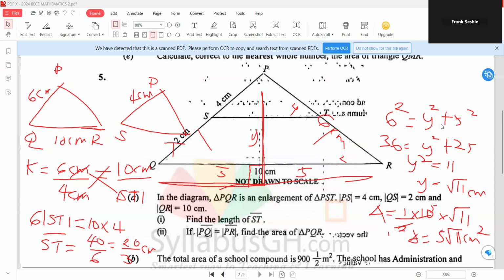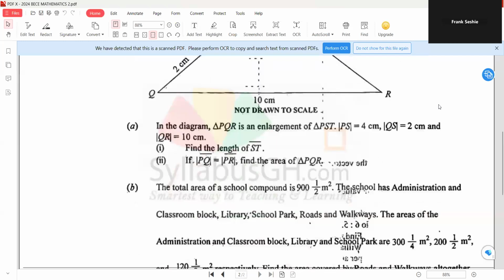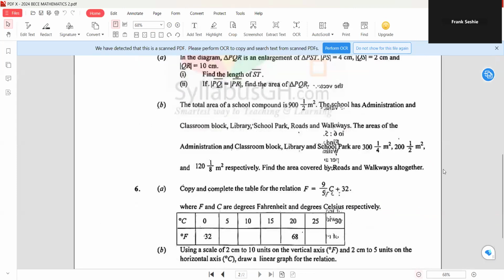Now question 5B. The total area of a school compound is 900.5 meters squared. The school has administration and classroom block, library, school park, roads, and walkways.